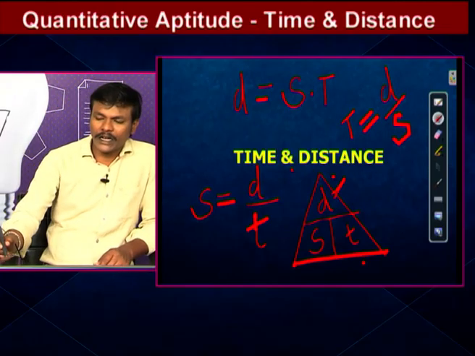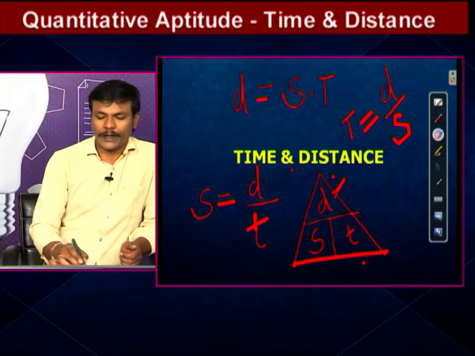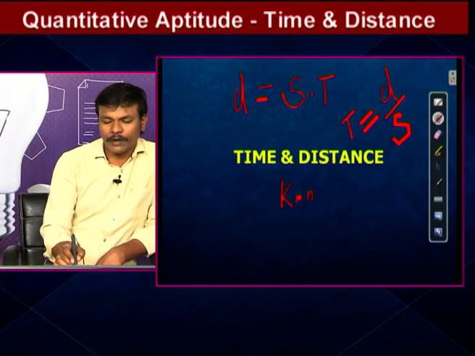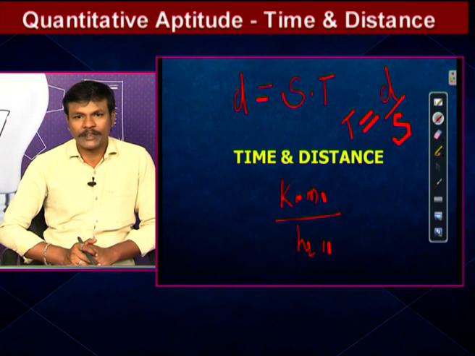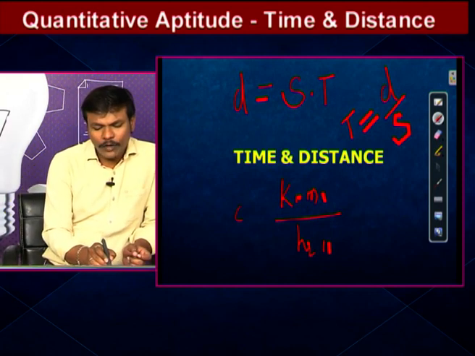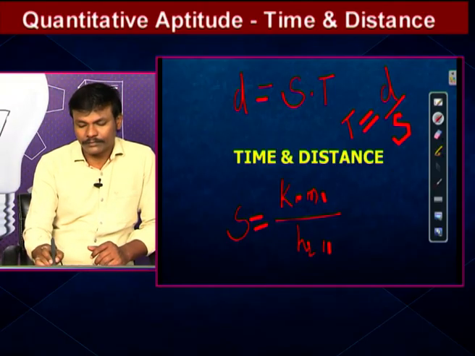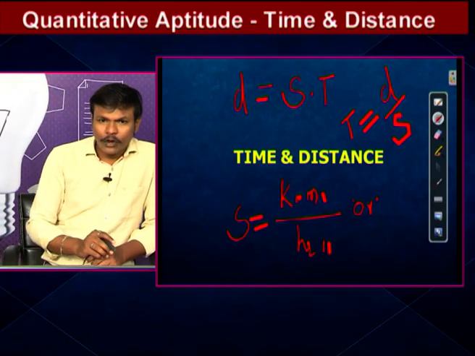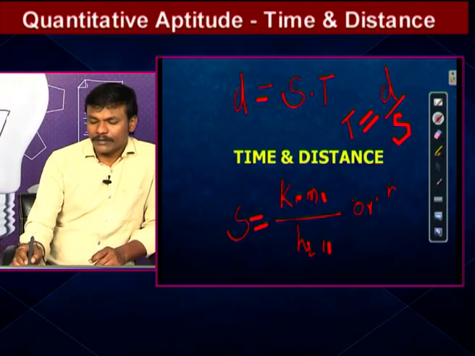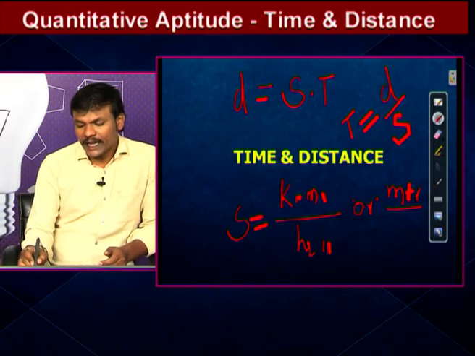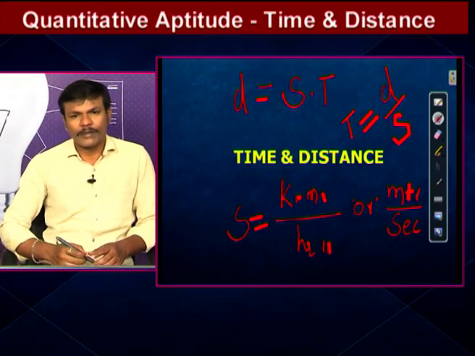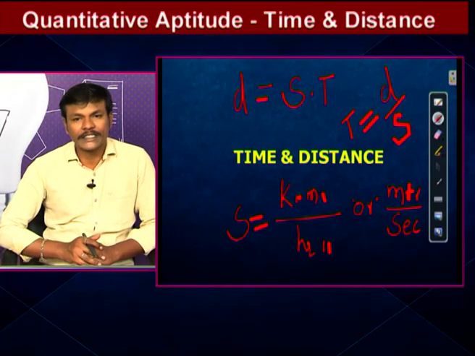So what are the units for speed? The distance units are kilometers, and time is in hours. So the speed unit is kilometers per hour. If you take meters, the distance is considered in meters and the time is taken in seconds. So we have two types of measurements: one is kilometer per hour, another one is meter per second.